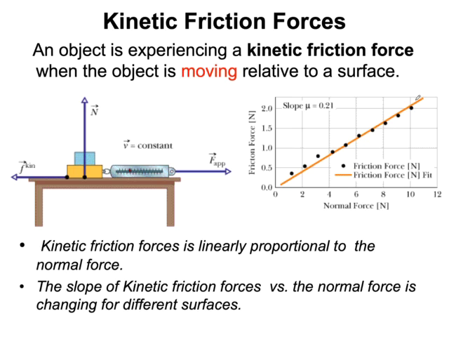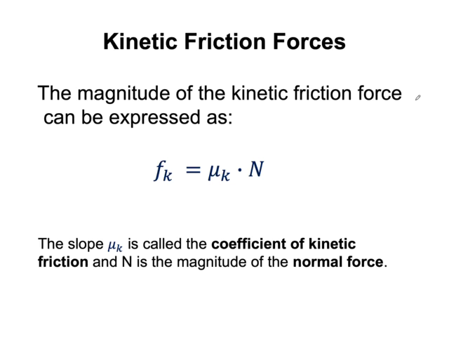Different surfaces, different combinations of surfaces produce different mu's. Where do you find these mu's? Either experimentally or you can look them up. There's tables with pages upon pages of them. Here's the formula for it. The magnitude of the force of kinetic friction is just equal to mu sub k, the coefficient of kinetic friction, times normal force.